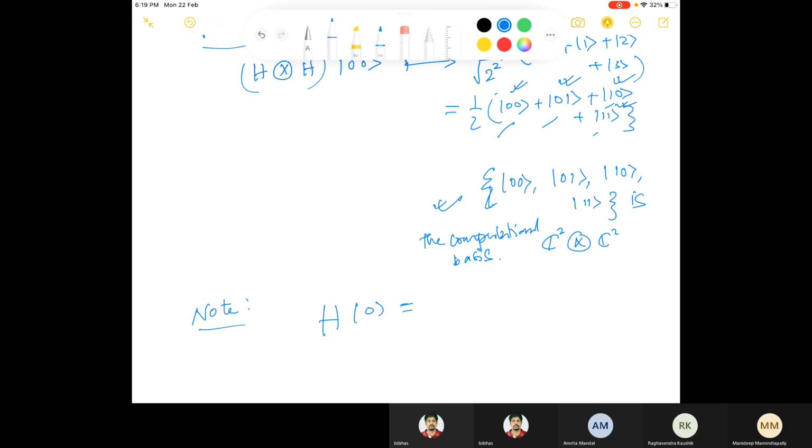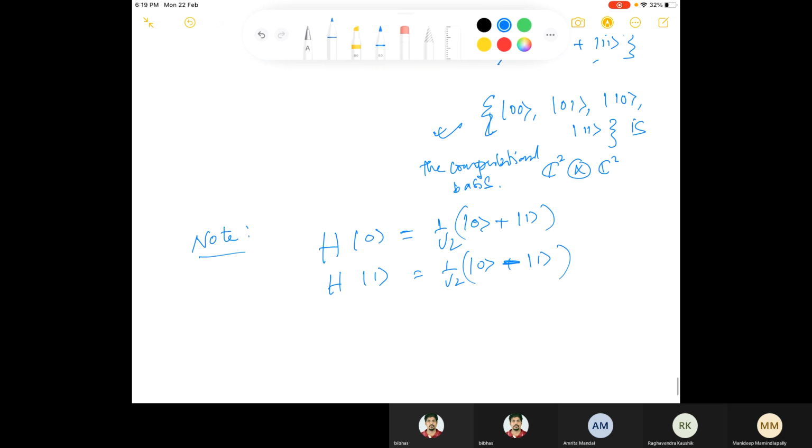This will go to plus. So 1 by root 2, 0 plus 1. And H on 1 is 1 by root 2, 0 minus 1. This is minus. Now I can unify these two and write this entire thing in one equation. H on x, where x could be 0 or 1, is 1 by square root of 2, 0 plus minus 1 to the power x, 1.